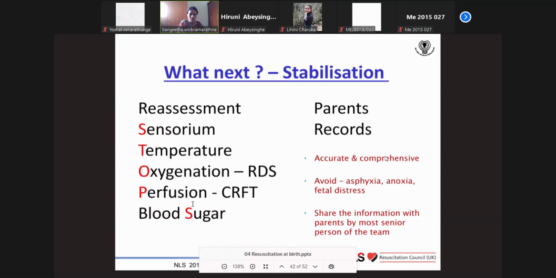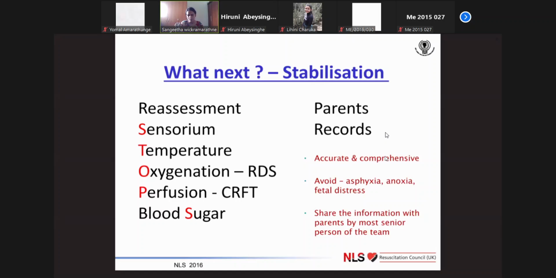And then you have to assess the blood sugar. It should be more than 45. You can remember it as STOPS, right? These things you have to reassess and correct. That is called post-resuscitation stabilization of a baby. And parents and records you can't forget. You have to talk to the parents about what happened, what we have done so far, and what your plan is for the rest of the days, right?